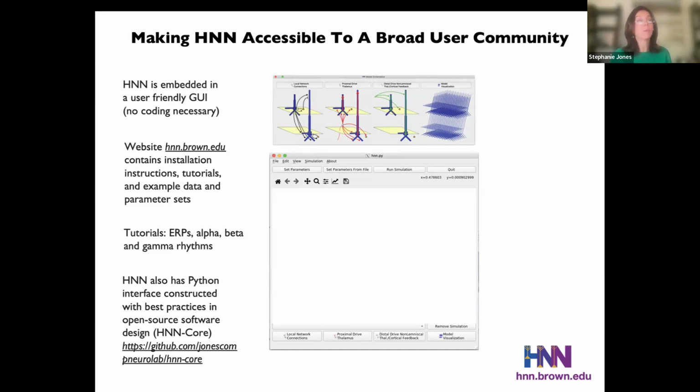And the tutorials that we've developed for HNN GUI, we're also developing for HNN Core. So the idea is once you know how to do it in the GUI, if you know something about Python coding, then you can go in and do the same thing in HNN Core. And there's more functionality in HNN Core, which we'll talk about later this morning.